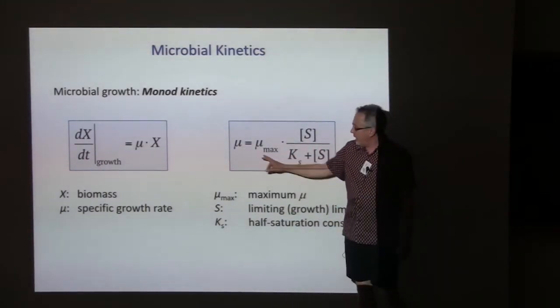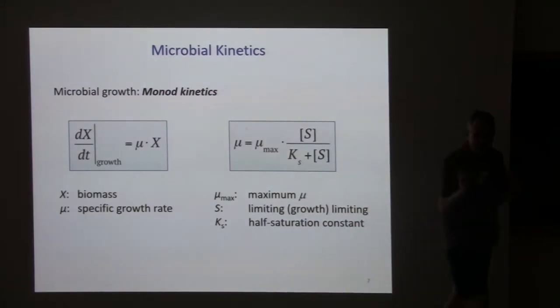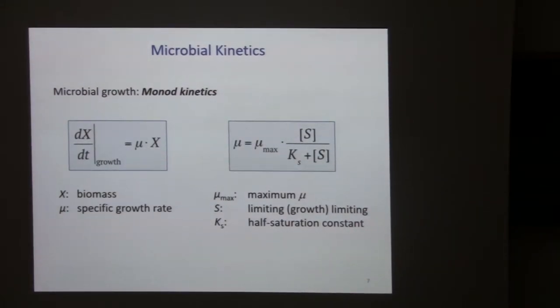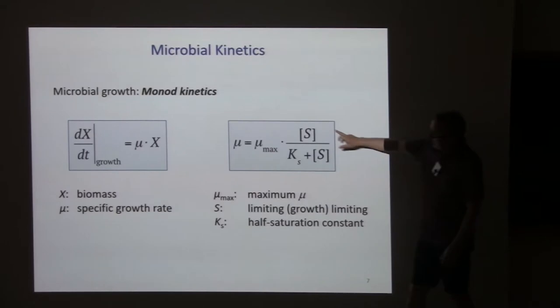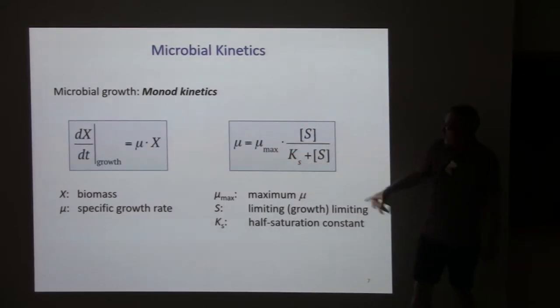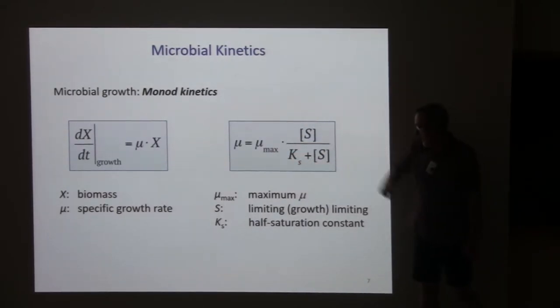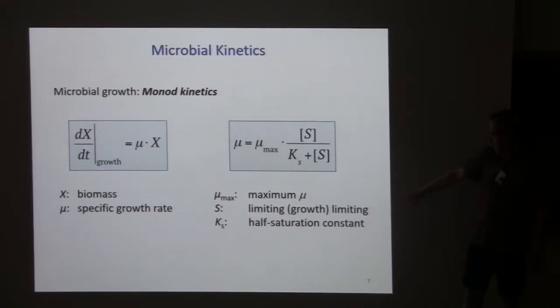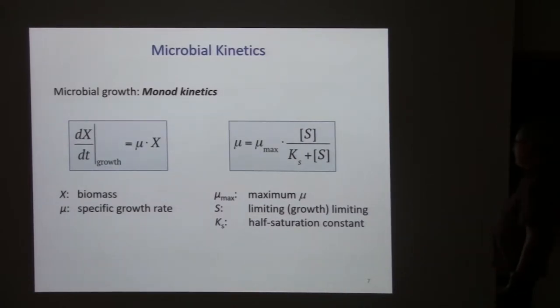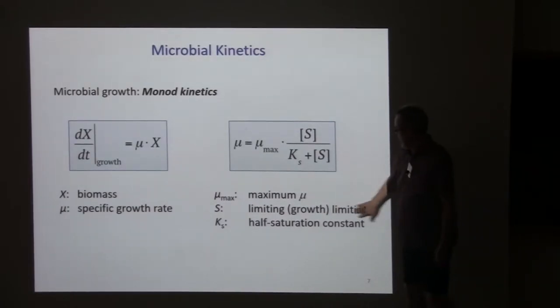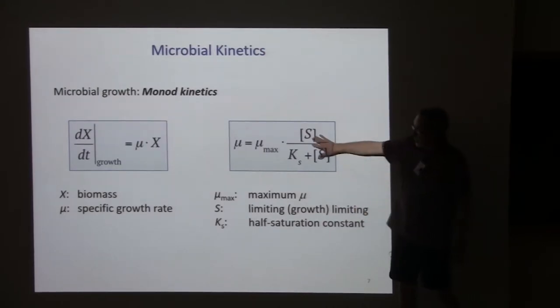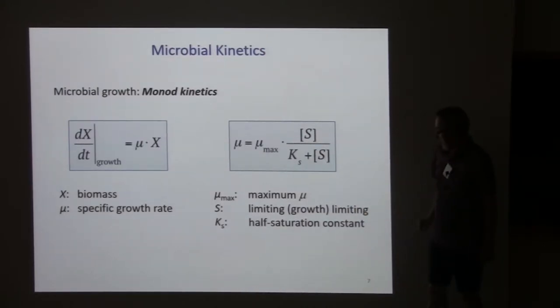And so from that, he derived the famous Monod equation, which says that the specific growth rate constant, or growth rate, is equal to a maximum specific growth rate times a dependence on the growth limiting substrate that looks like this. S is the limiting growth substrate. So this would be your glucose. And the KS here is the half saturation constant.